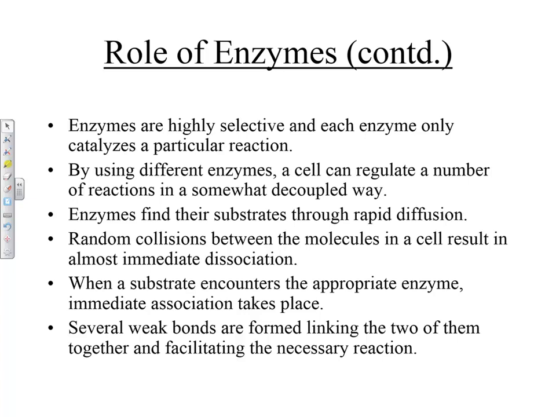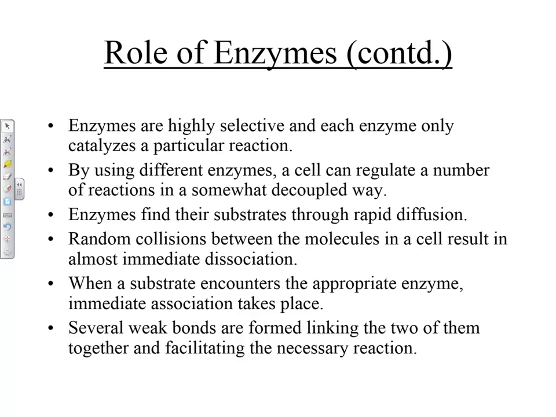Now enzymes find their substrates through rapid diffusion. In the cell, the things are moving around and diffusing, but the enzyme is going to recognize its partner with great specificity. Random collisions between the molecules in a cell result in almost immediate dissociation. If they're not made for each other, they'll not latch onto each other. They'll just collide and then move on. But if they're made for each other, they'll latch on and then the reaction will take place.